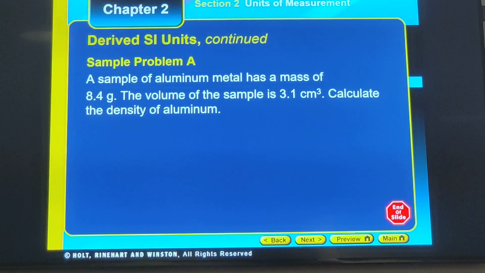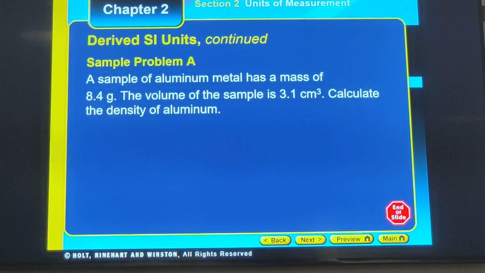So here's a little reminder of what we did back in physical science, for those of you that were here. We always list what's given. So the first thing that was given is 8.4 grams. And that is a measure of what quantity? I'm measuring what? The mass. And so I'm going to put an M down here for mass.